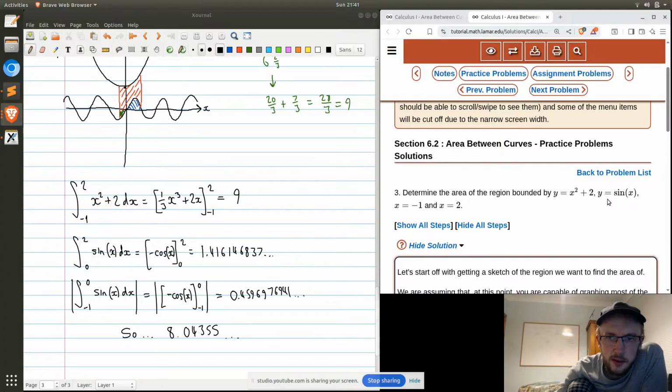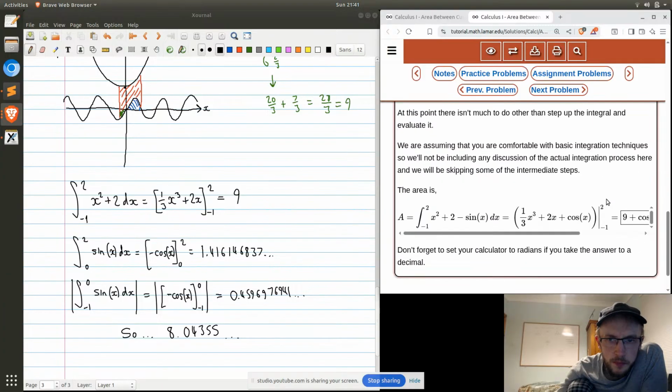What does he actually do? He just takes one function away from the other and goes between the limits because they don't intersect, so it should just be totally fine. So that's the real way to do it.